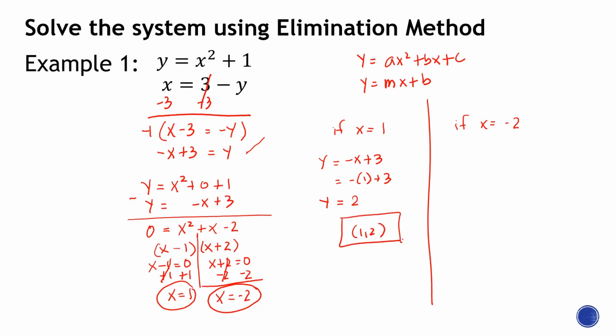And then what if x is equal to negative 2? So we have y equals negative of negative 2 plus 3. This is 2 plus 3, which is equal to 5. So that means the second point of intersection is at negative 2 and 5.